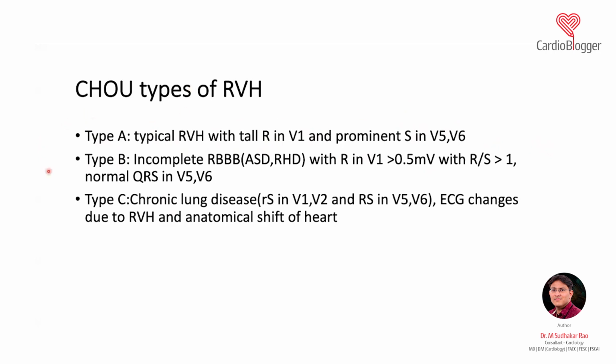Now type B is usually seen in ASD and rheumatic heart disease, severe PH, where you get an incomplete RBBB. So in many ASD patients, the typical ECG seen is RBBB, and you know that ASD can cause right atrial enlargement and right ventricular enlargement due to volume overload, and some form of right ventricular hypertrophy. In lead V1, you will see R in V1 more than 0.5 mm and an R/S ratio more than 1, but there is a normal QRS in V5, V6. There won't be a prominent S in V5, V6; it will be normal.